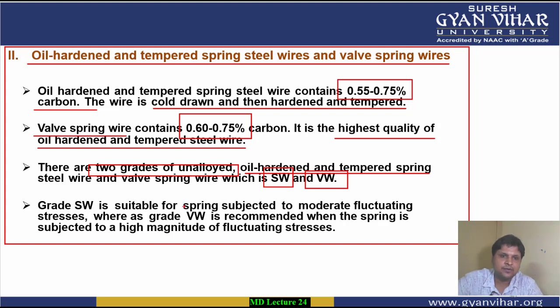SW is basically for those springs which are subjected to fluctuating stresses, and VW are those which are subjected to high magnitude of fluctuating stresses. Basically, SW means medium fluctuating stresses. Wherever you have to use the spring for bearing moderate fluctuating stresses, you use SW type of grade, and when you have to use the spring for very high magnitude of fluctuating stress, then you use the VW type of spring grade. So this was your oil hardened and tempered steel wire.